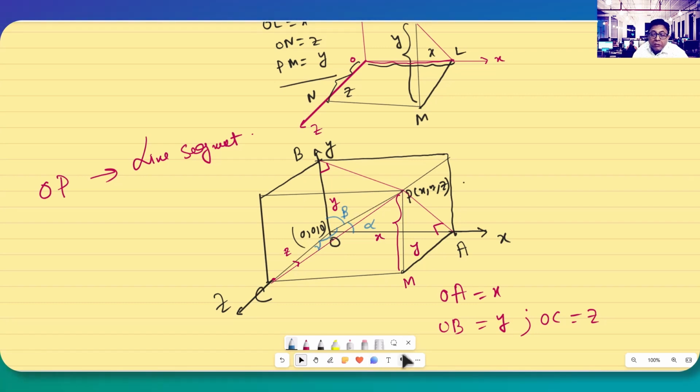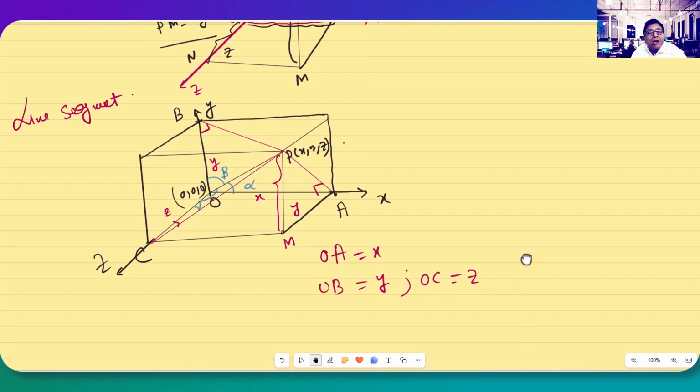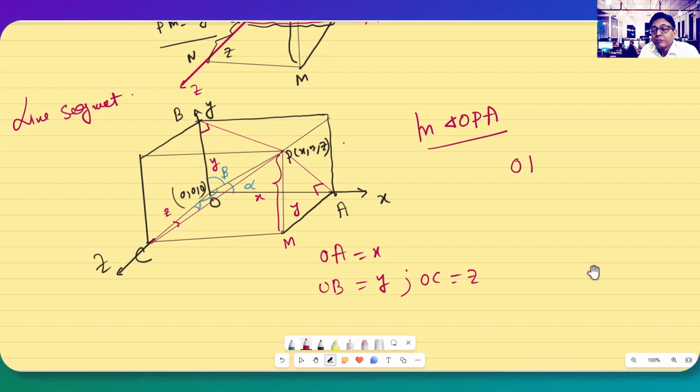Now, let us see what is the value of cos alpha here. Cos alpha is what? You have to imagine, this is 3-dimensional space, no? What do you observe? In triangle OPA, OA equal to x, angle OAP equal to 90 degrees, and angle AOP equal to alpha.